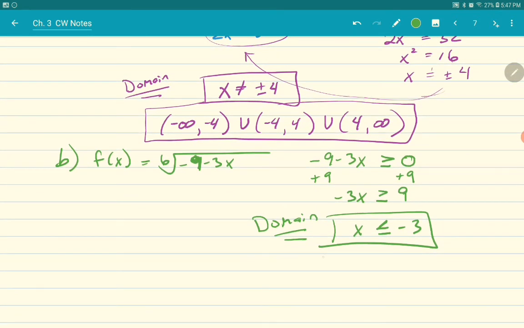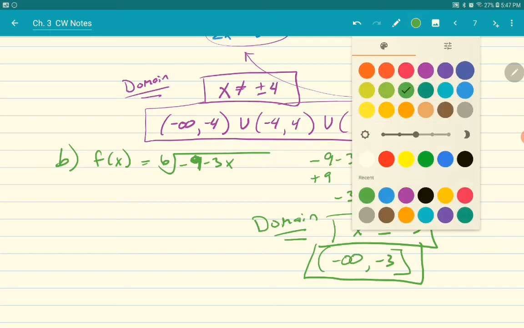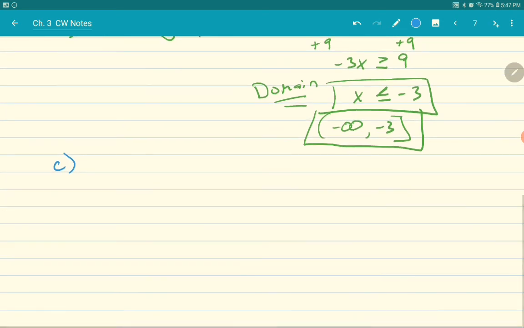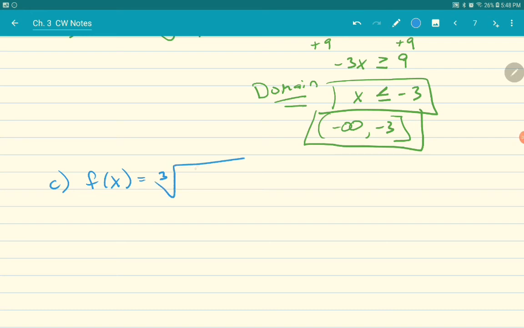In interval notation, that's going to be all the way from negative infinity to negative 3, including the negative 3 since there's an equal sign. Okay, let's do two more. Let's do f of x equals the cubed root of x minus 1 all over x.